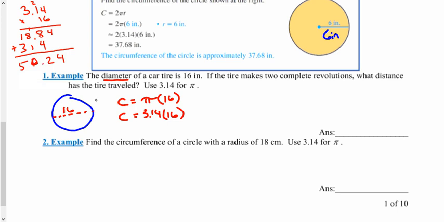See, I do this enough that I actually have that one memorized. It should be 50.24. That's how I knew I had it wrong. Okay, so the circumference of this circle is 50.24 inches.